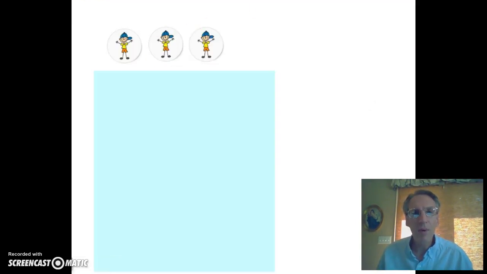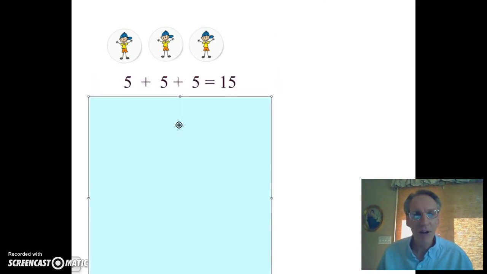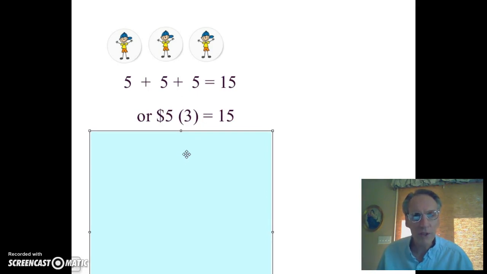So, following up on what I said before, suppose there are 3 different people, and they each give me $5. So I have 5 from one, 5 from another, 5 from the other. Then I have $15. You can also think of it as multiplying, and I'm focusing on multiplying from here on out. So 5 times 3 is 15.